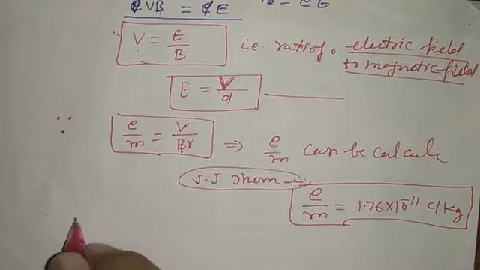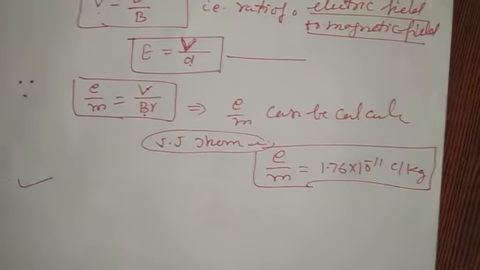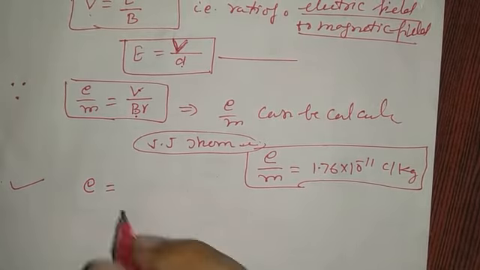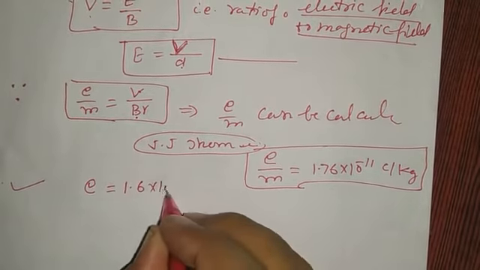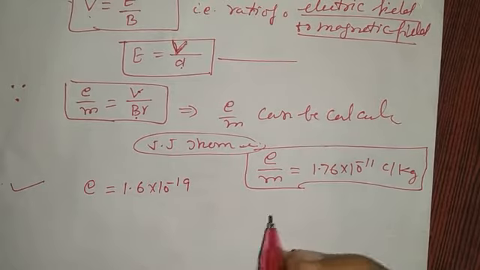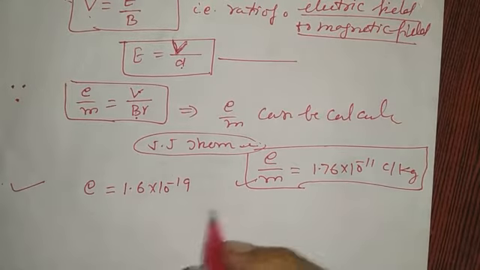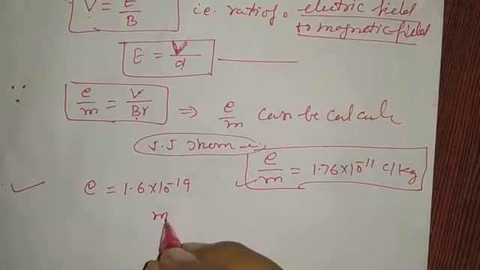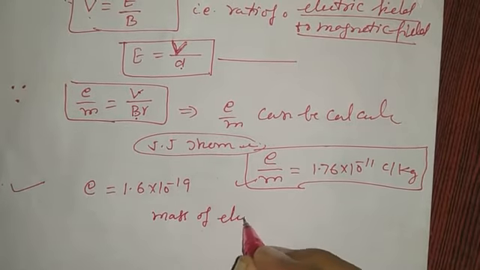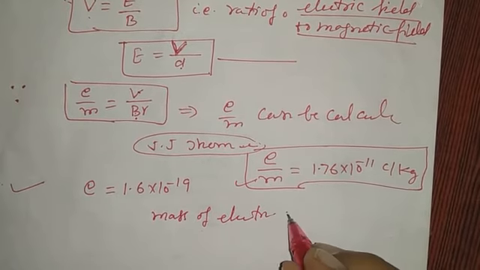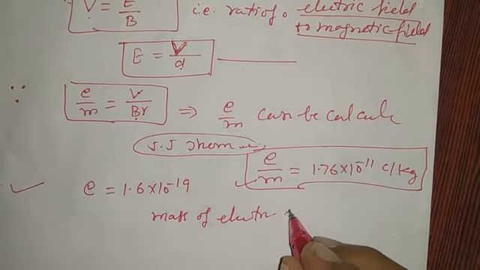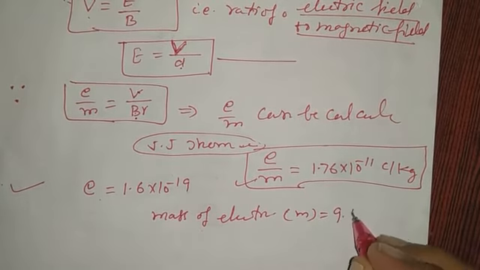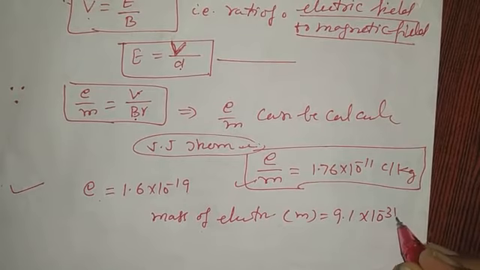In the Millikan oil drop experiment, the value of e, the smallest possible charge, was 1.6 into 10 to the power minus 19. Here, in the aforesaid formula, e by m by Thomson is 1.76. The mass of the electron is also calculated by putting the values here, and m is obtained as 9.1 into 10 to the power minus 31 kg.